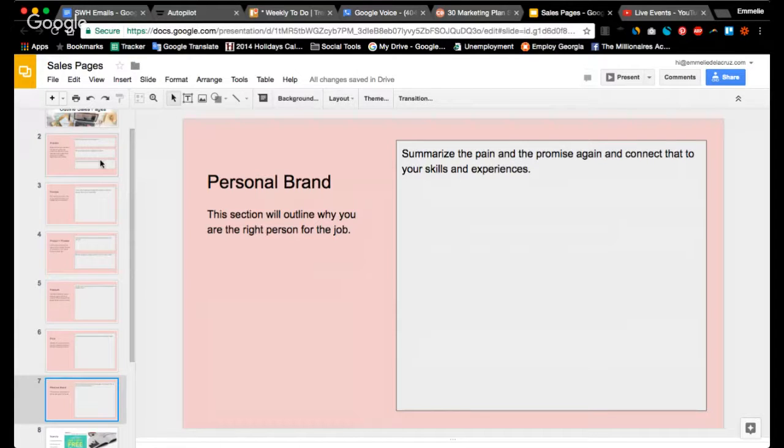So as you're going through these, make sure that you're always connecting back to talking about the problem, the promise, the product, the price, and your personal brand, connecting that back to the target market and how you're specifically serving them.